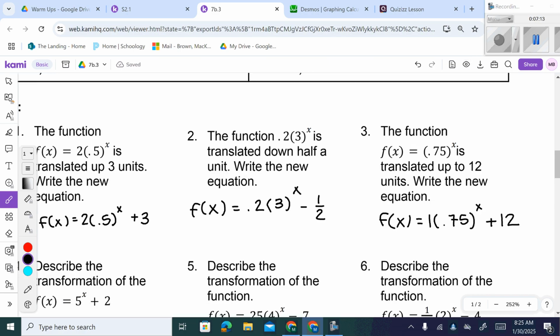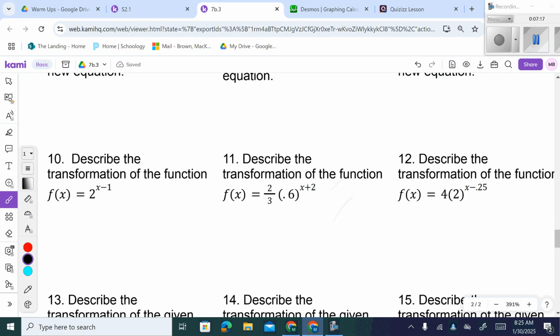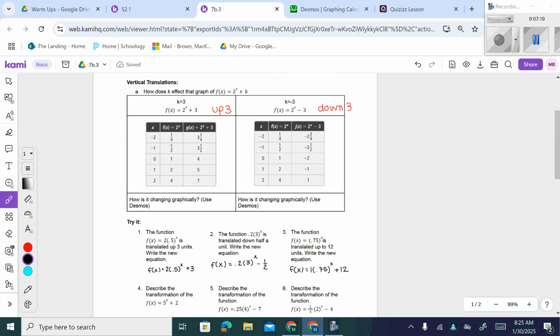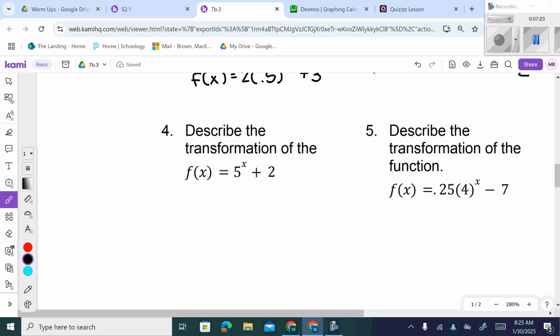It gave you the function, and we have to describe what's happening. So I've got f of x equals 5 to the x plus 2. If I originally started at 5 to the x, how is this changing on the graph? What does that plus 2 tell you? It's going up 2. Good.